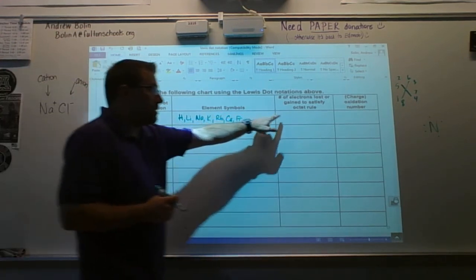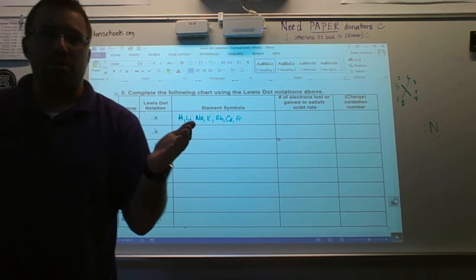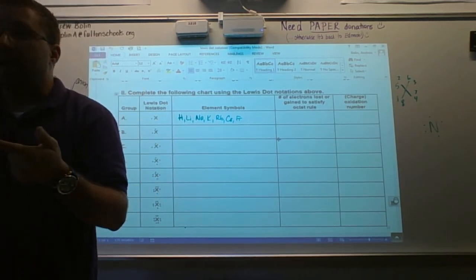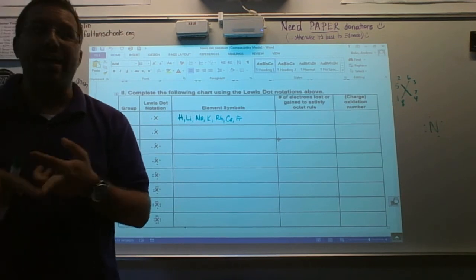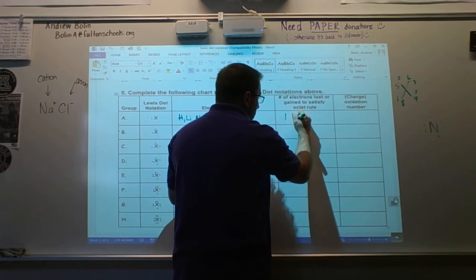So now, the number of electrons lost or gained. First tell me how many valence electrons are in this category? One. There's one. So ask yourself the simple question: is it easier to lose one or to gain 7? Lose one. So you're going to write 1 lost.